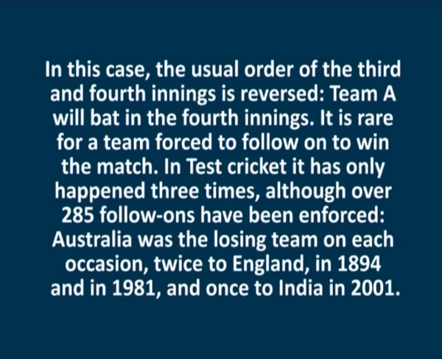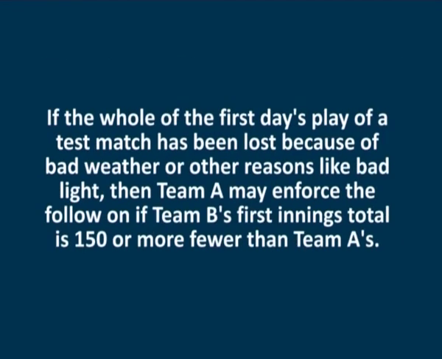Australia was the losing team on each occasion, twice to England in 1894 and in 1981, and once to India in 2001. If the whole of the first day's play of a test match has been lost because of bad weather or other reasons like bad light, then Team A may enforce the follow-on if Team B's first innings total is 150 or more fewer than Team A's.